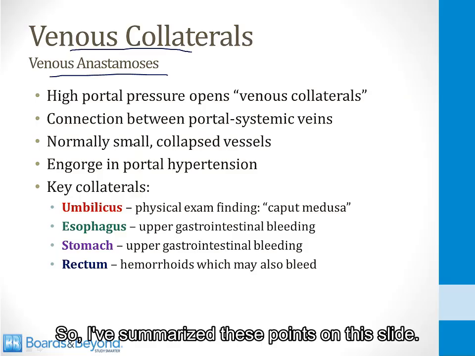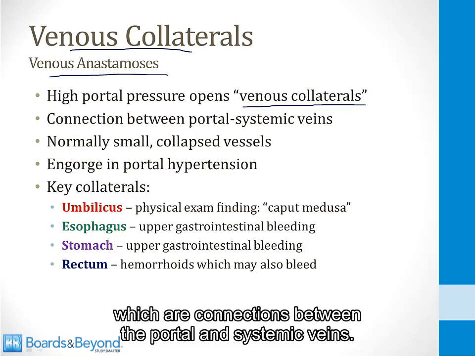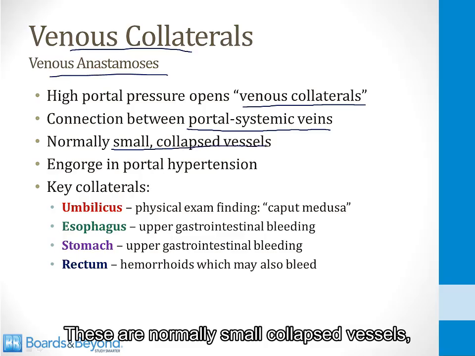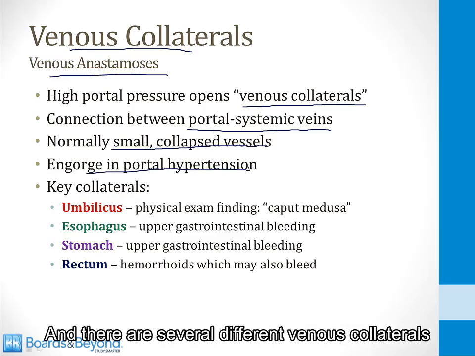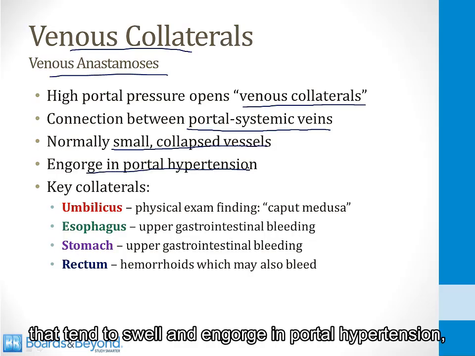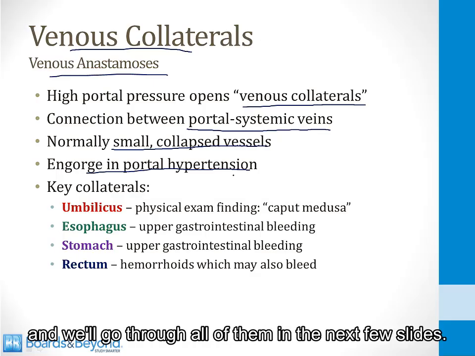So I've summarized these points on this slide. The high portal pressure opens venous collaterals, which are connections between the portal and systemic veins. These are normally small collapsed vessels, but they engorge in portal hypertension. And there are several different venous collaterals that tend to swell and engorge in portal hypertension that you need to know, and we'll go through all of them in the next few slides.